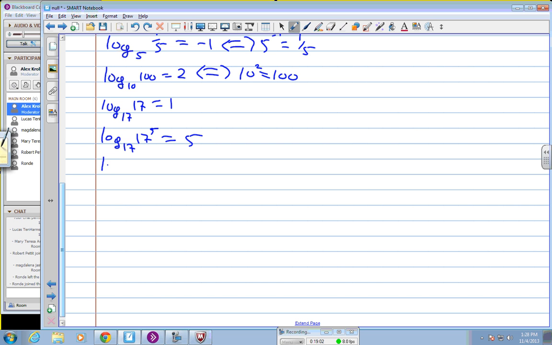How about log base 17 of 1? 0. To what power do you need to raise 17 to get 1? The answer is 0. 17 to the power 0 equals 1. Okay?